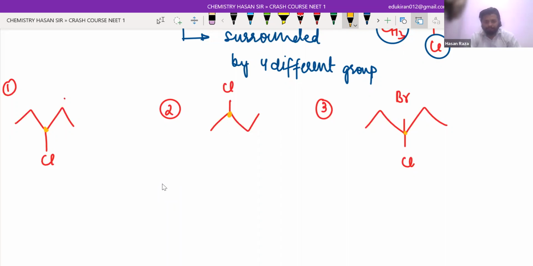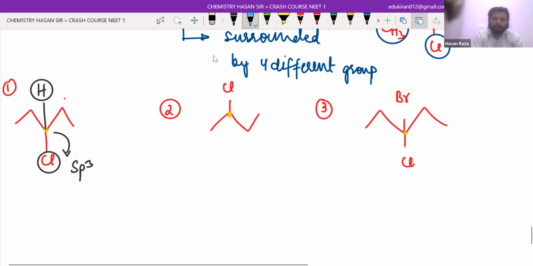The second one is chiral. The first one is not chiral only because you can see there is a hydrogen. First of all, you are going to check the hybridization. It is sp3. This is different, this is different, but this is ethyl and this is also ethyl. Same. That's why it is not chiral. Achiral, we will say achiral.